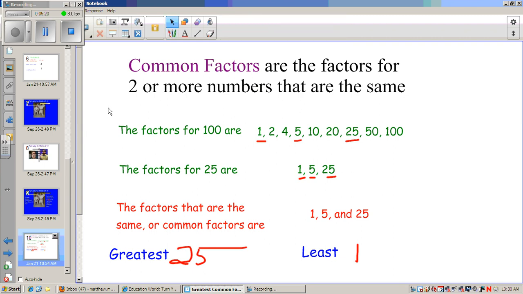I hope you enjoyed this lesson and have a great understanding of common factors, factors that are the same. And then we can ask for greatest common factors, least common factors, which factors you see the most of, if it's multiple numbers, all these things.